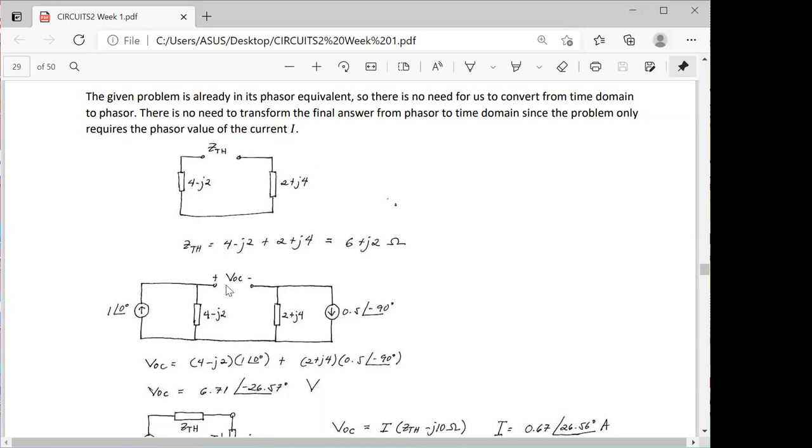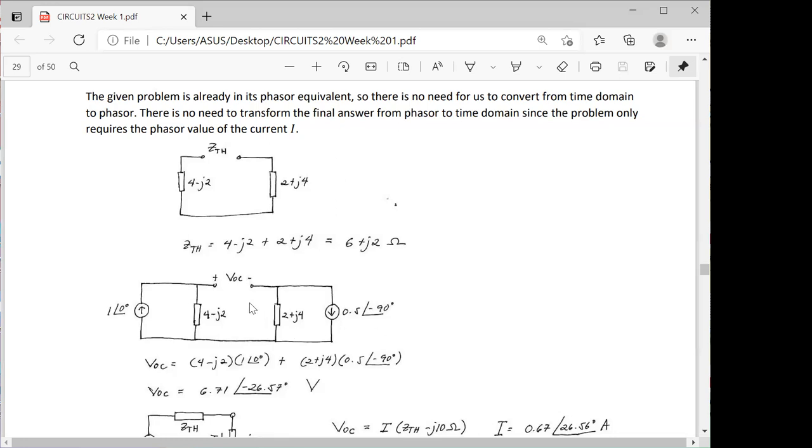We notice with respect to these open terminals, the left current source here is in parallel with 4 minus J4. Similarly, the right current source is also in parallel with this 2 plus J4. For us to determine the voltage across the first combination here, we need to multiply the 1 angle 0 with this 4 minus J4. And at the same time, to determine the voltage across this, we have to multiply 2 plus J4 by 0.5 angle negative 90.